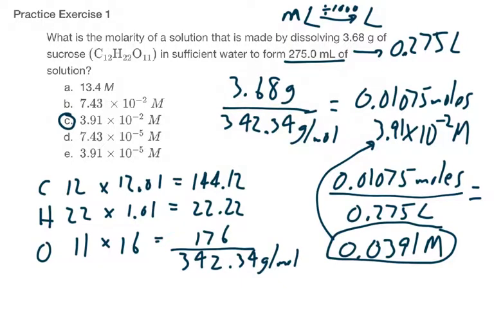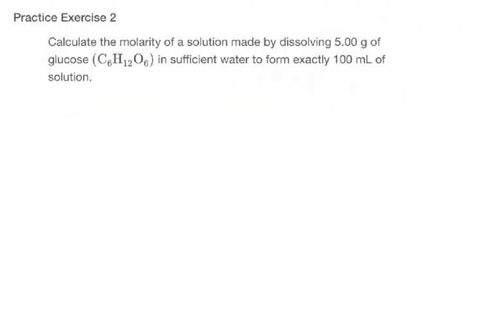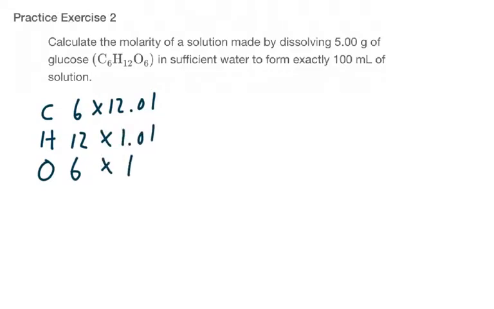Let's go on to the next problem. Here we want to find the molarity of a solution made by dissolving 5 grams of glucose. That's your solute, in sufficient water to form exactly 100 milliliters of solution. First thing we're going to do is convert grams of solute into moles. So glucose is carbon, hydrogen, and oxygen in a 6 to 12 to 6 ratio. Go ahead and find the respective atomic masses: 12.01 for carbon, 1.01 for hydrogen, and 16 for oxygen.